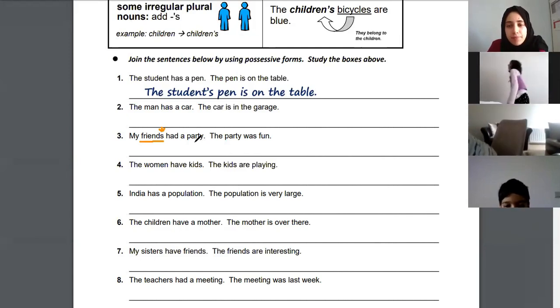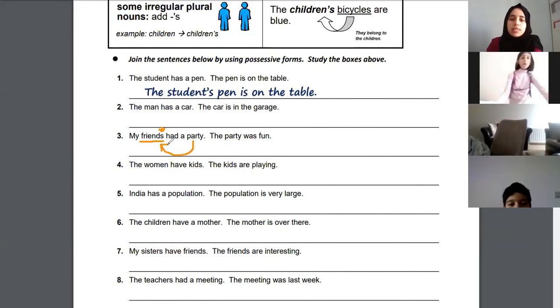Yes, friends. So the party belongs to the friends because they had it. So let's go back to the whiteboard so you can all write the answers in your English notebook.